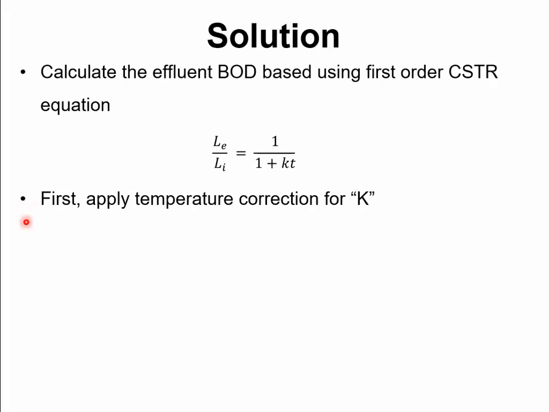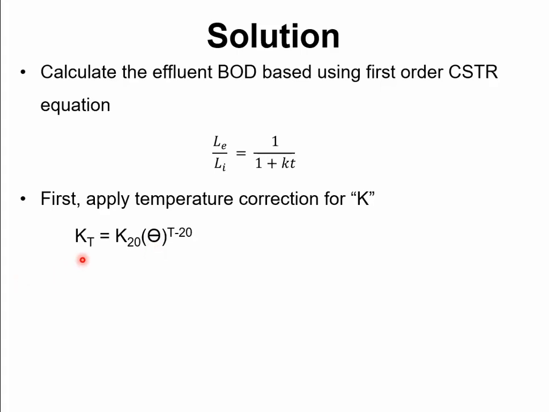So first you will apply the temperature correction for K using this equation. This equation was discussed in the topic of BOD in wastewater characteristics, where the value of this theta was taken as 1.047. So commonly for BOD it's 1.047. However, it may vary from process to process slightly. So for activated sludge process, for ambient treatment conditions, theta value given in the statement is 1.06. So we will use that value.